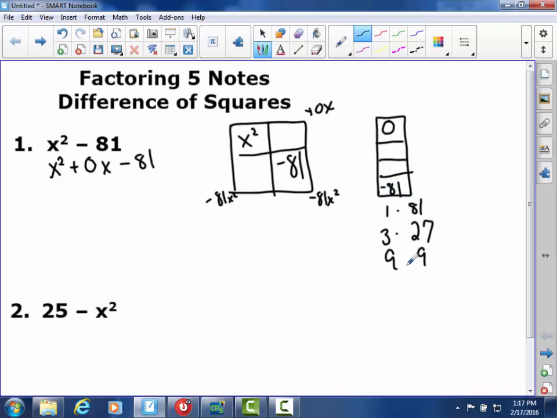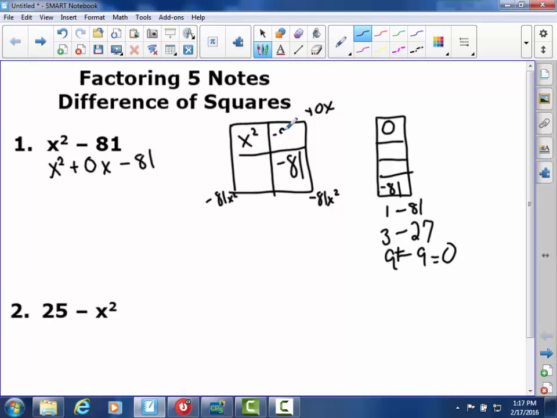Negative 81, so one of the numbers has to be negative. I'll just make the second one negative, just to see. So 1 times negative 81 is negative 81, 3 times negative 27, and so on. Now we want to add them, so 9 plus negative 9 would equal 0. And that's what I was looking for. I wanted it to be 0x.